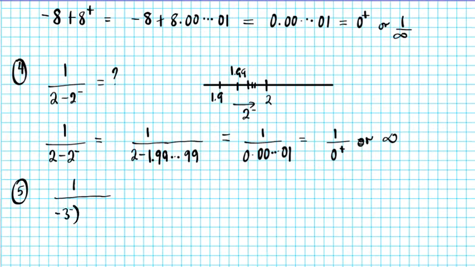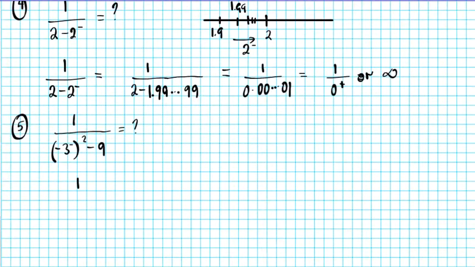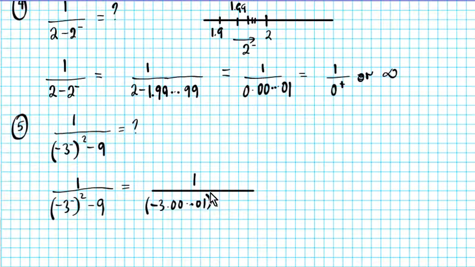For number 5, let's say you have 1 over negative 3 from the left squared minus 9. Now what's this going to be? If you compute 1 over negative 3 from the left squared minus 9, you're basically looking at negative 3 from the left. The left side on the negative side is going to be negative 3.00, infinite number of zeros, 0, 1. You're going to square that and subtract 9.